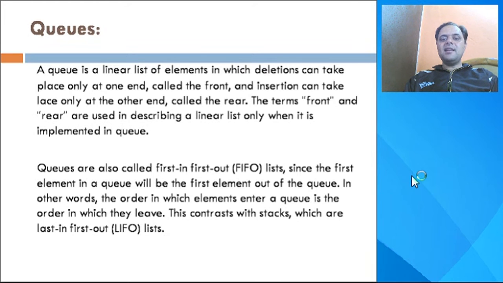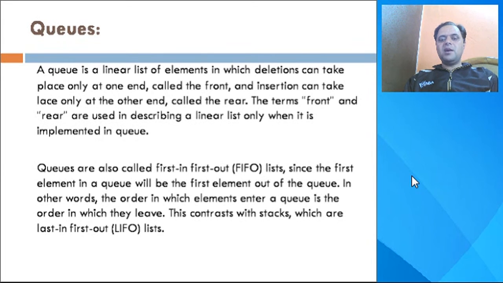So a queue is a linear list of elements in which deletion can take place at one end called the front and insertion can take place only at the other end called the rear. The terms front and rear are used in describing a linear list only when it is implemented as a queue. So the terms front and rear are only used in queues.